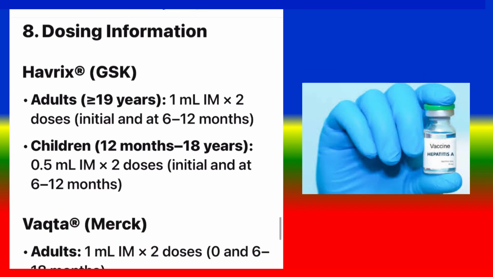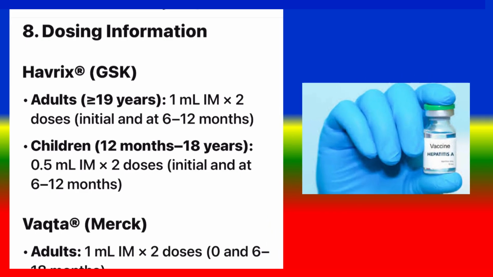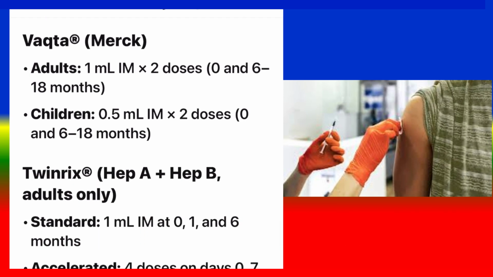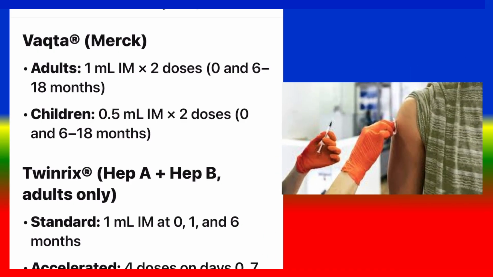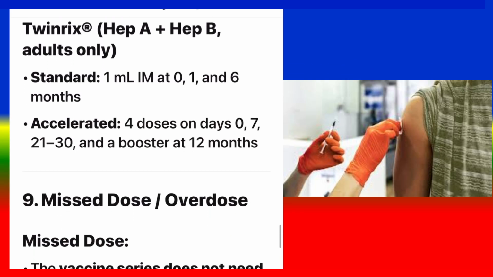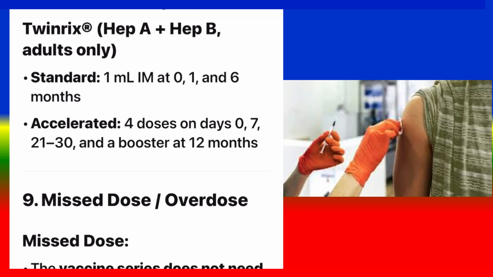8. Dosing information. Havrix. Adults, 19 years and older: 1 milliliter IM, 2 doses, initial and at 6 to 12 months. Children, 12 months to 18 years: 0.5 milliliter IM, 2 doses, initial and at 6 to 12 months. Vaqta. Adults: 1 milliliter IM, 2 doses, at 0 and 6 to 18 months. Children: 0.5 milliliter IM, 2 doses, at 0 and 6 to 18 months. Twinrix, Hep A plus Hep B, adults only. Standard: 1 milliliter IM at 0, 1 and 6 months. Accelerated: 4 doses on days 0, 7, 21 to 30, and a booster at 12 months.